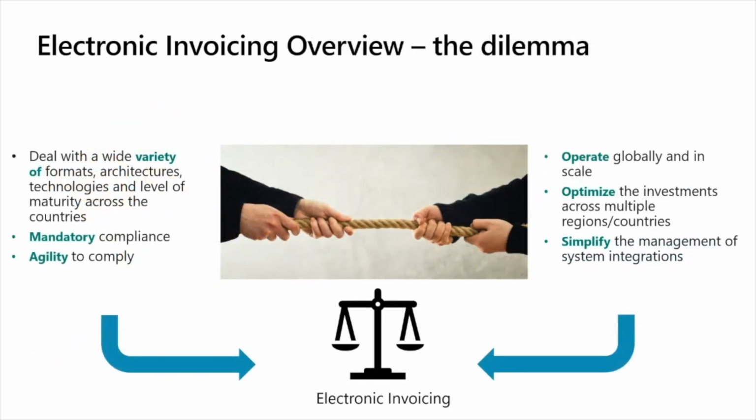When it comes to electronic invoicing, most companies, even during implementation and operation, have to deal with two conflicting demands. On one side, they need to deal with a variety of formats, architectures, technologies, and levels of maturity across the countries, especially if the electronic invoice is driven by the government. So this is mandatory compliance, and not complying is sometimes not an option. And of course, they need the agility to comply. From time to time, governments update the legislation and modify certain aspects of the electronic invoice, and then the company needs to have the necessary agility to comply with those changes.